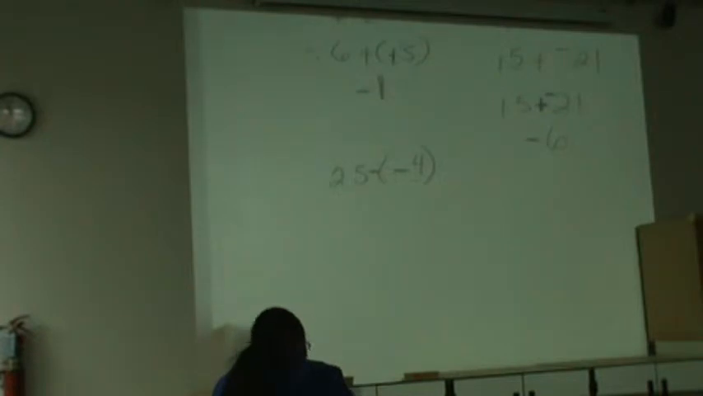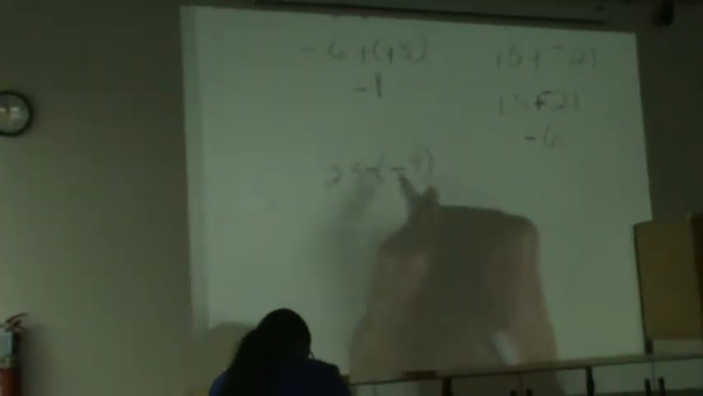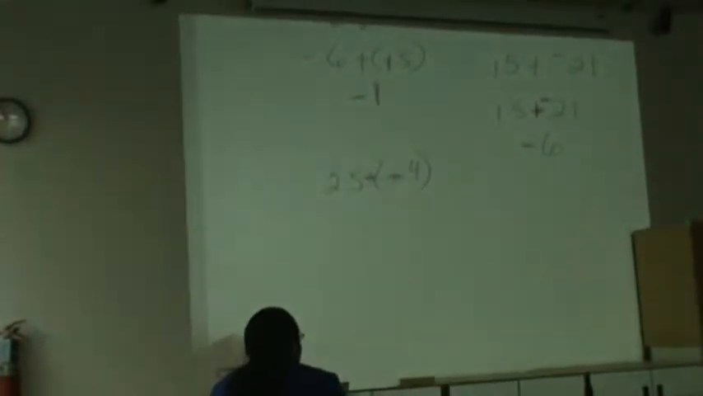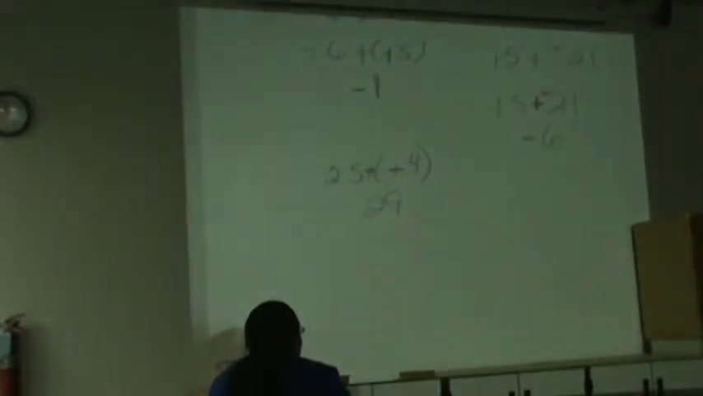Okay. How about 25 minus negative 4? Turn it into plus positive, or one big plus, right? So 25 plus 4, 29, right? Is that enough examples of whole numbers? I'm going to show you some fractions now. Same rules. Just keeping you freshened up on fractions here.